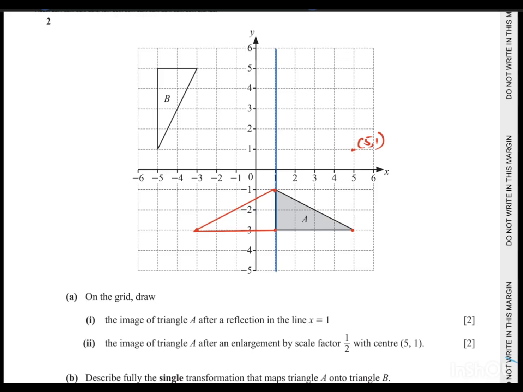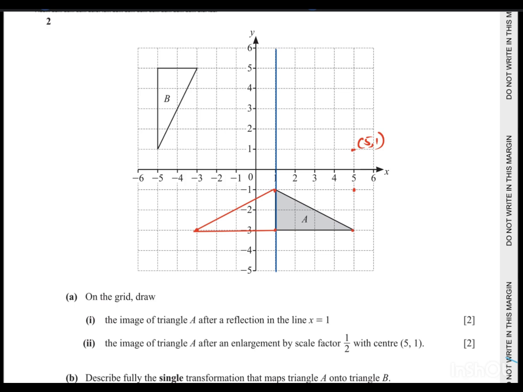Now taking this as center, we have to draw the enlargement of this triangle given, and the scale factor is half. So you will have to half all the sides here. But let us first see from the center how far is any coordinate. So first let me take this coordinate. This is 1, 2, 3, 4 boxes down. So half of that will be 2 boxes. So the coordinate will be here. So this coordinate will be shifted here.